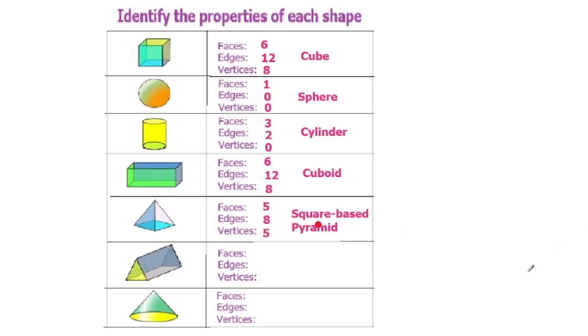So this is a square-based pyramid. It has a square base, and it looks like a pyramid, right? So let's count the number of faces. So there's the bottom, there's 1, then all the 4 sides, 1, 2, 3, 4. So add those together, you get 5. For the edges, let's count them. 1, 2, 3, 4, 5, 6, 7, and the back one is 8. And then the vertices are where the corners come together. So there's 1, 2, 3, 4, and the one in the back, 5.